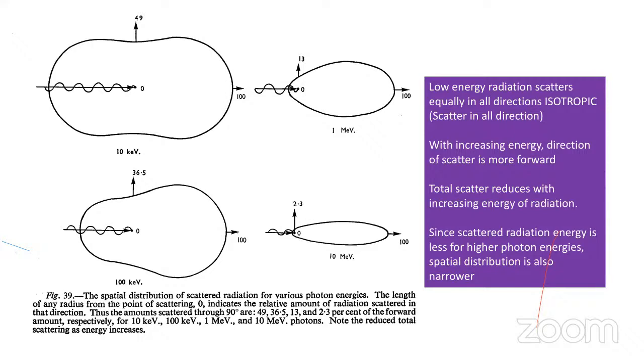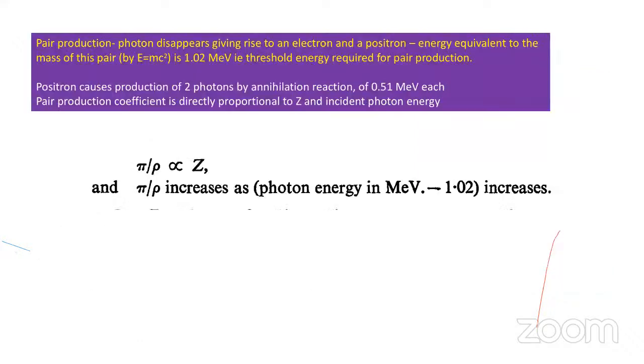It would have less of sort of backscatter. Skin dose would be less, bone dose will be less, and many other factors. We will talk about it. I think one more slide graph I will show, and then we will cover this. Then comes the pair production.